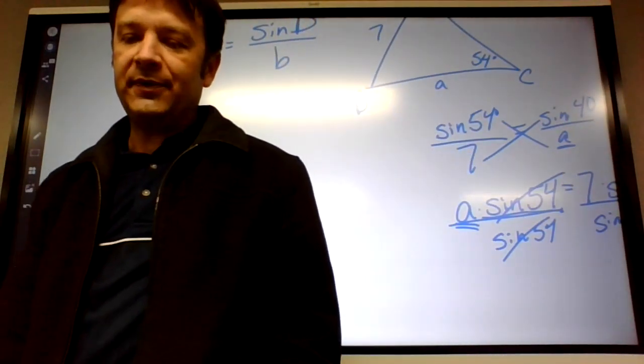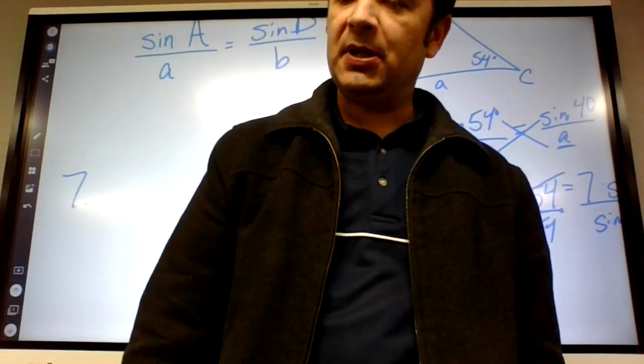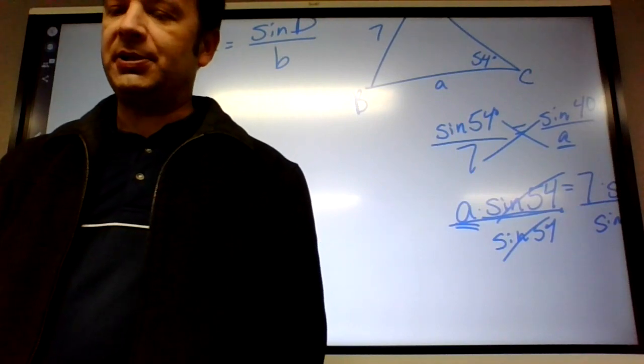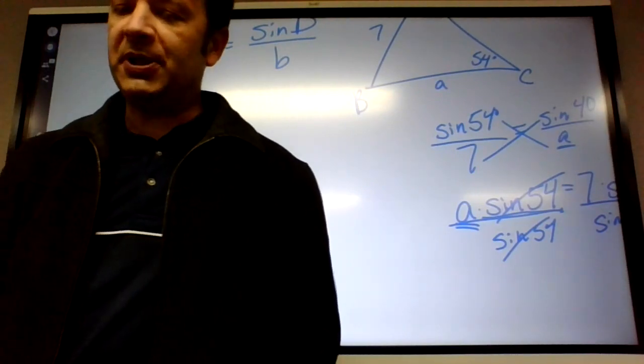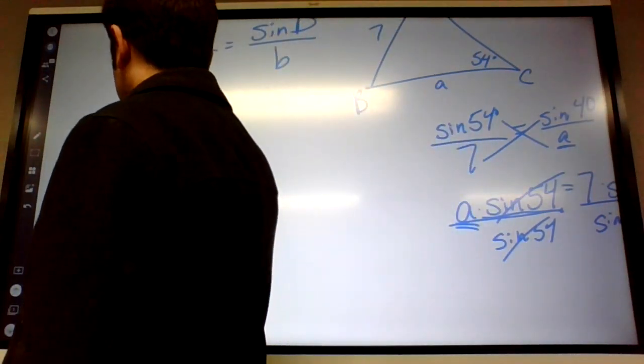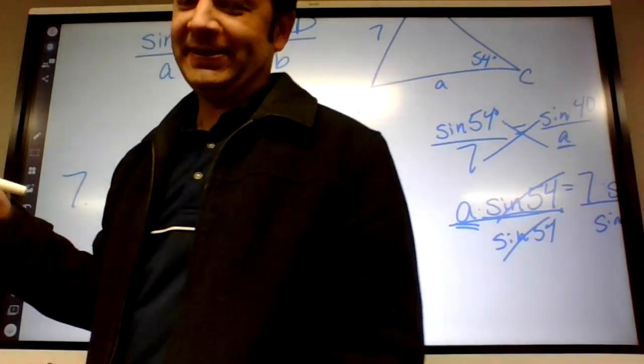So on 7, we're looking for side A, right? But I noticed that we already know angle B and side B. Do you guys see where I'm looking? So that means sine of 40 over 5. You guys see where I got that from? Stop saying yep. And actually look.